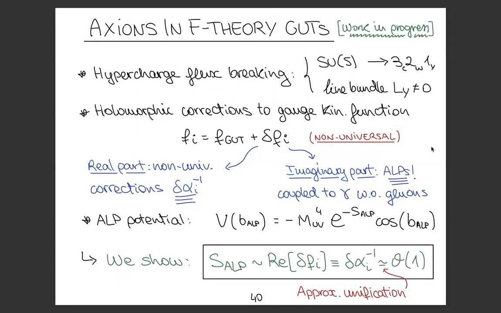This is just something I prepared about this work in progress, also with Timo and Michael Nee, about axions in F-theory GUTs. I will not enter into details because I have only a couple of minutes. I will just say that the results are quite similar, in the sense that it is possible to show that even in the presence of holomorphic corrections to the gauge kinetic function, as long as the gauge couplings approximately unify around the string scale or compactification scale, then every axion-like particle which is not the QCD axion is going to be heavy.